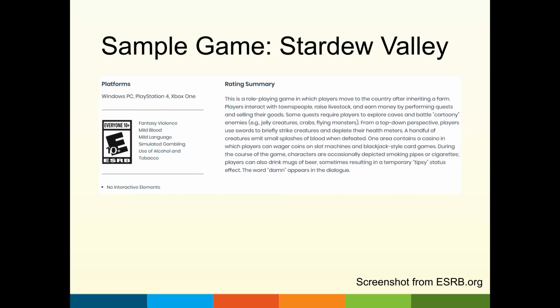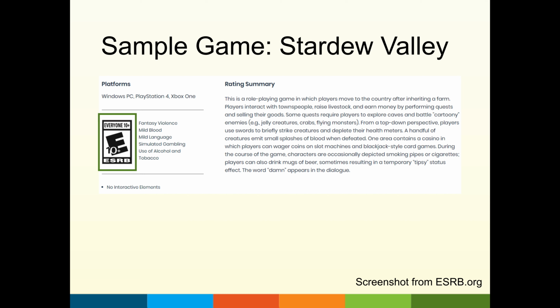Now that we've learned about the ratings and content descriptors, let's look at a sample game. This is an example of a game title and its rating information that can be found on the ESRB website. For the next few slides, we will be reviewing the content of the ESRB rating for the game Stardew Valley. Stardew Valley is a role-playing game in which players move to the country after inheriting a farm. So on the left-hand side are the platforms, which list the platforms that this game is available on. A platform is the device being used to play the game, whether it is a console, computer, tablet, or mobile phone. Beneath the platform's information is the ESRB rating and content descriptors.